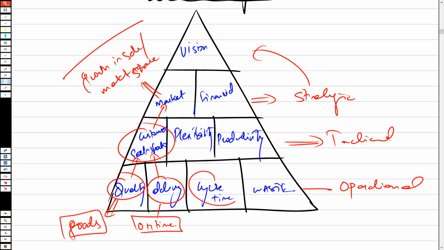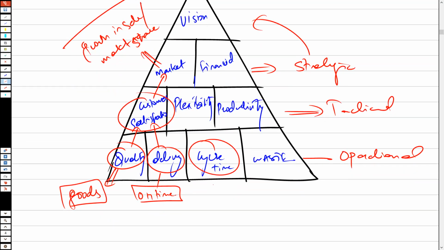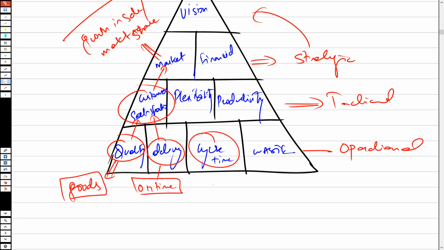Similarly, when we talk about the concept of cycle time, cycle time is basically the time for any specific process. So ideally, what you should do as an organization is try to reduce the cycle time. And the second thing you should try to do is eliminate wastage. I repeat, you try to reduce the cycle time, and you try to eliminate waste.